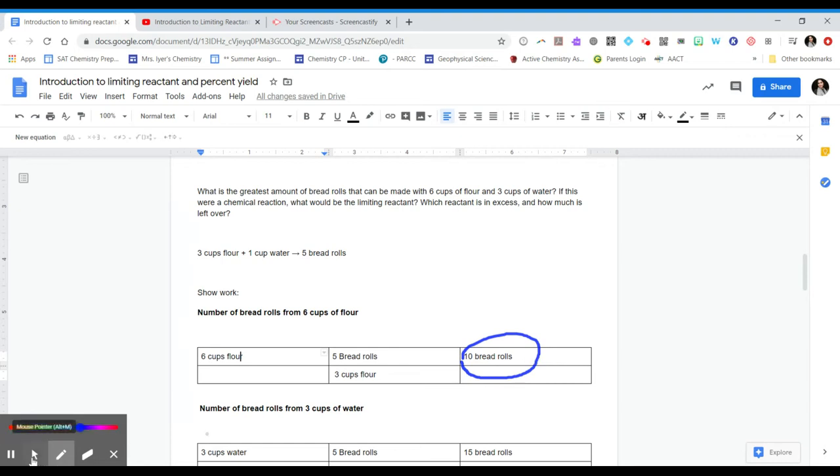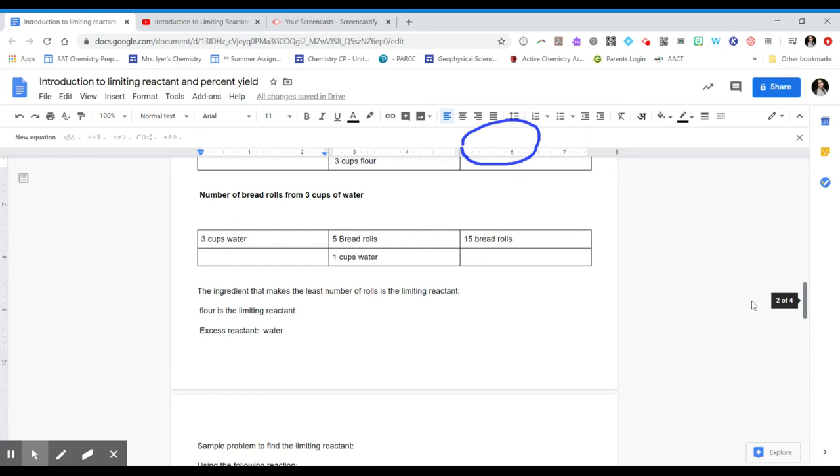If I use 3 cups of water, I make 5 bread rolls to 1 cup of water. So I make 15 bread rolls. So I make 15 bread rolls with 3 cups of water. Since I make the least with the flour, flour is my limiting reactant. That makes water the excess reactant.